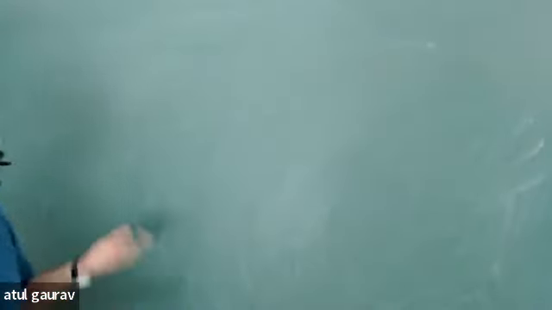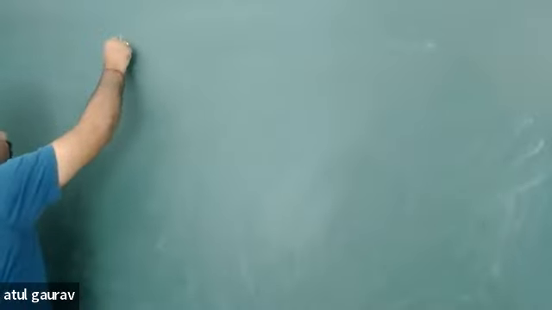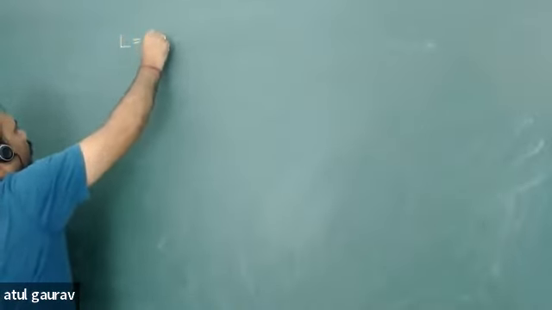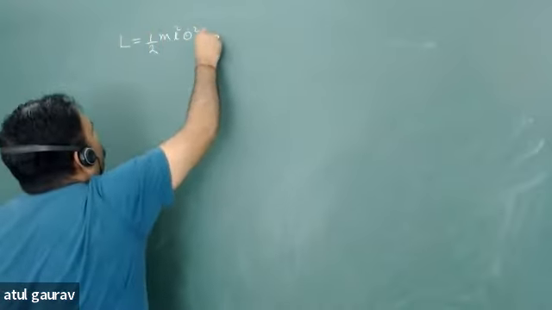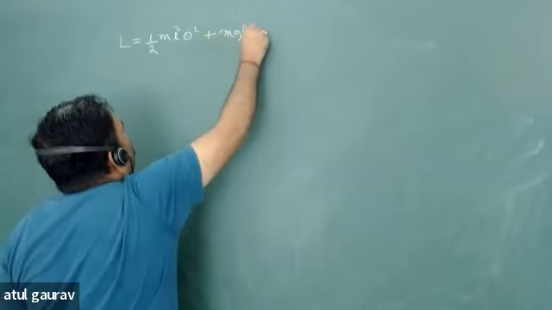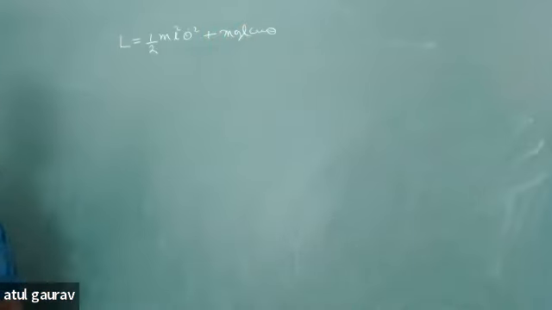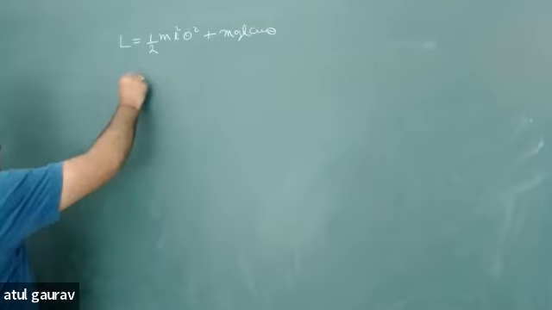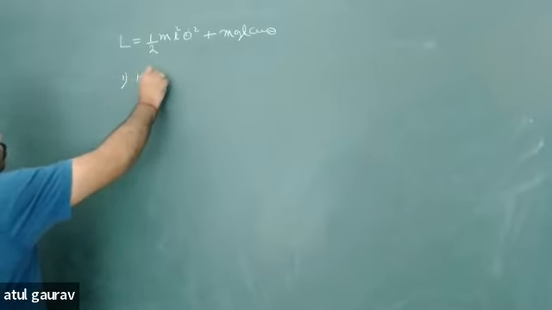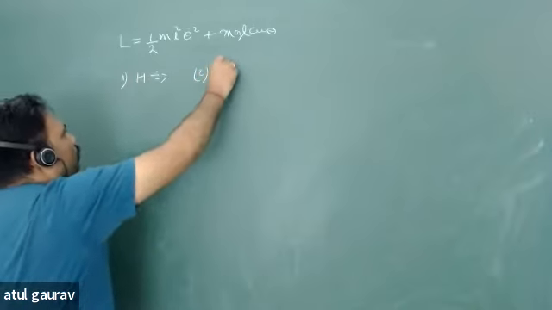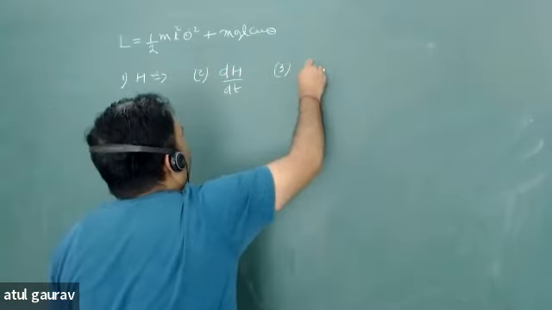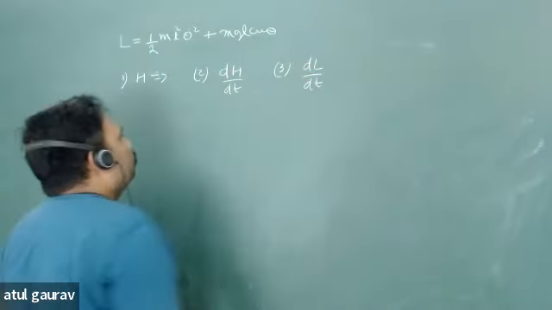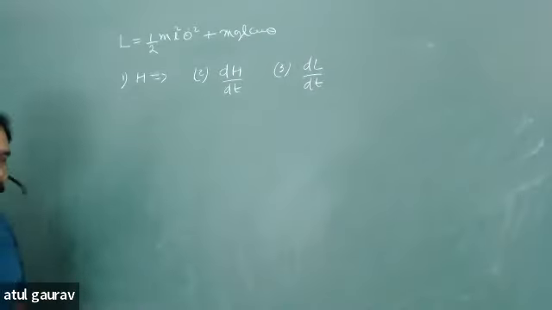Let us go for the next one. Let us assume the Lagrangian of a simple pendulum is half m L square theta dot square plus mgl cos theta. Suppose this is your Lagrangian of a system. Then obviously, the first question is to calculate the Hamiltonian. Then we have to talk about dH upon dt, and then we also have to calculate dL upon dt.